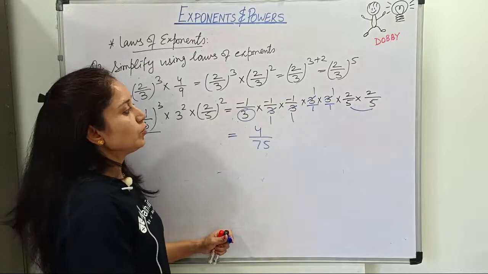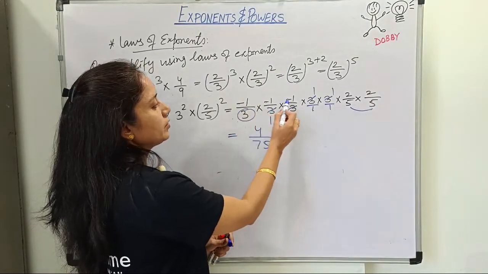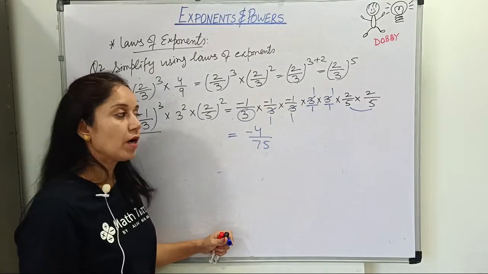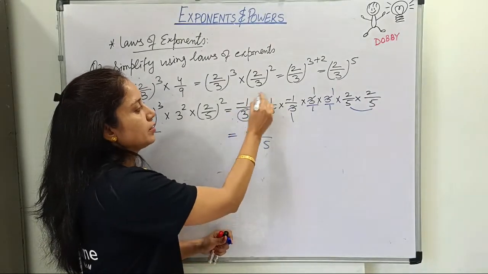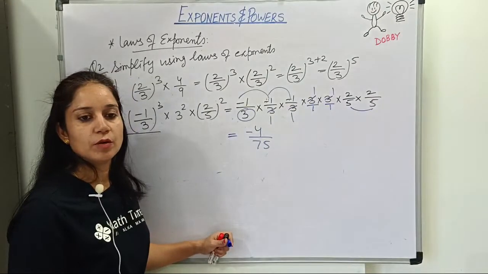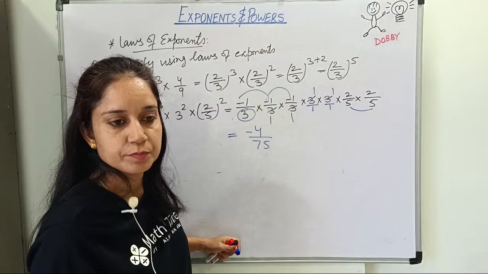And which sign is in the numerator? There is a minus sign 3 times. A negative rational number with an odd power is negative. Minus minus plus, plus minus minus. So minus 4 upon 75.